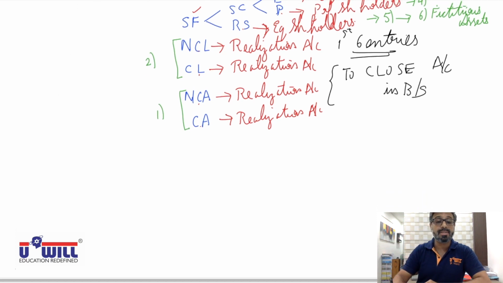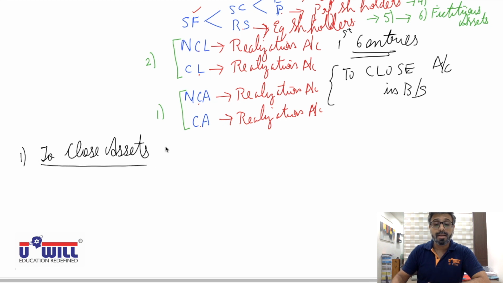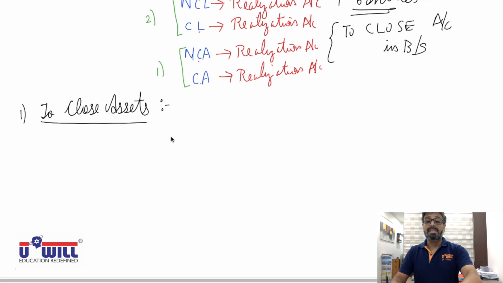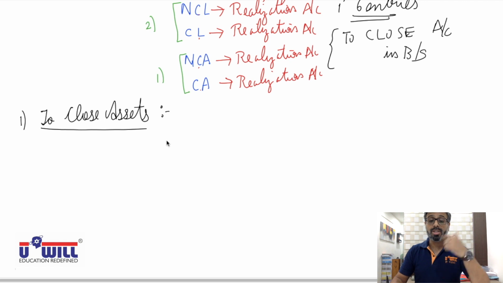Now what are these entries? First, to close assets. Entries are very simple to understand. They are basic accounting rules only. Now see, assets have debit balance. So to close it, you will reverse and credit. And where do we transfer all the assets? Realization account. So realization account debit.